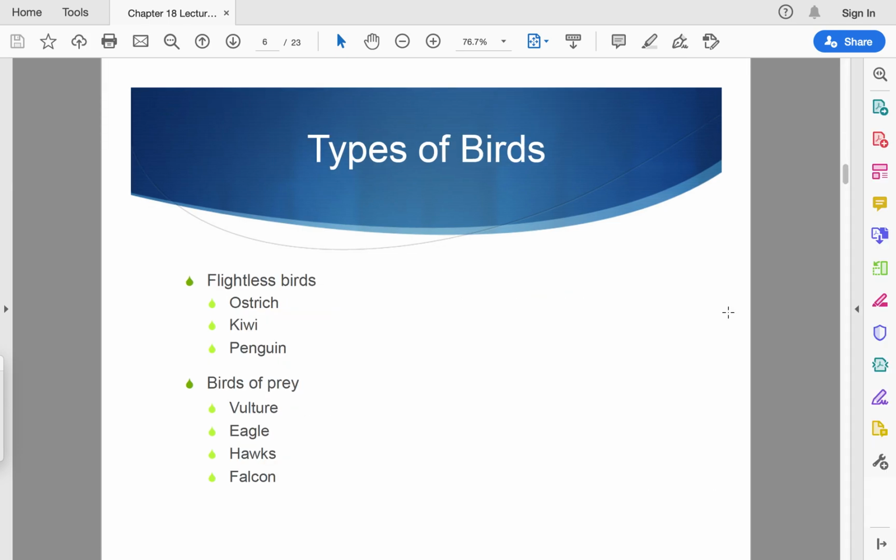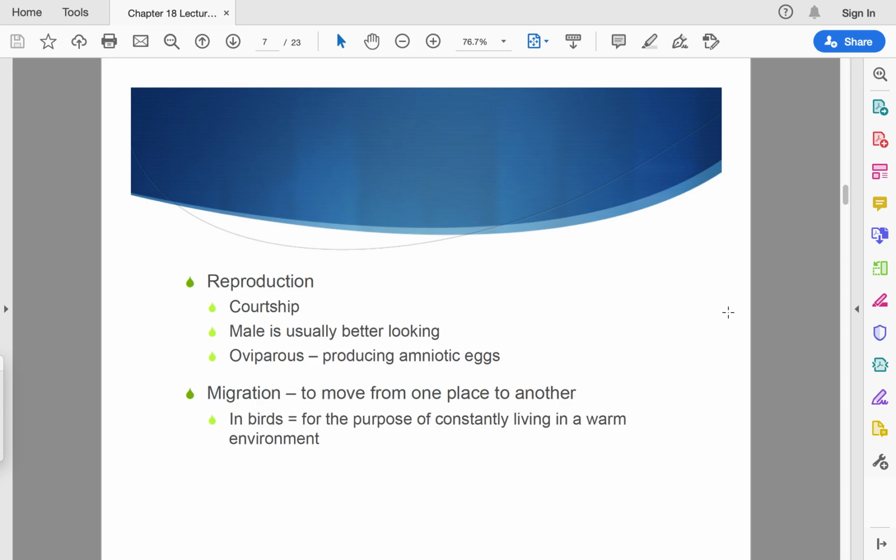Okay? Different types of birds, some flightless birds. You should know some of them: ostrich, kiwi, penguin, and then birds of prey, meaning that they are generally carnivorous, and they're looking to eat other animals: vultures, eagles, hawks, falcons. When birds reproduce, they do what's known as courtship, right? And generally, if you're looking at two different birds of the same species, one's male, one's female, the male is generally more pretty because the male's trying to attract the female.